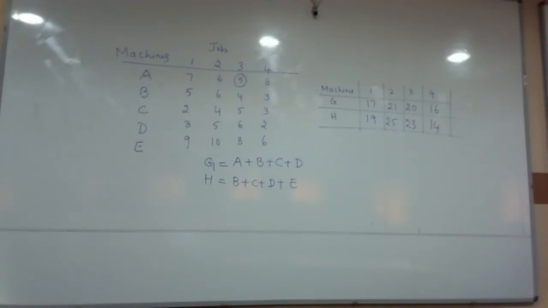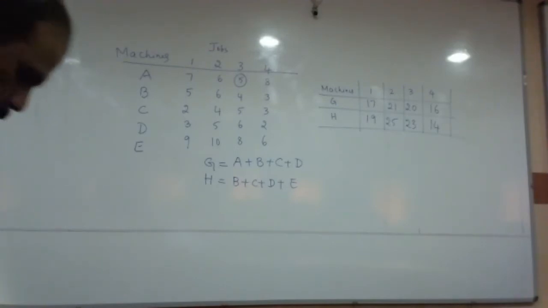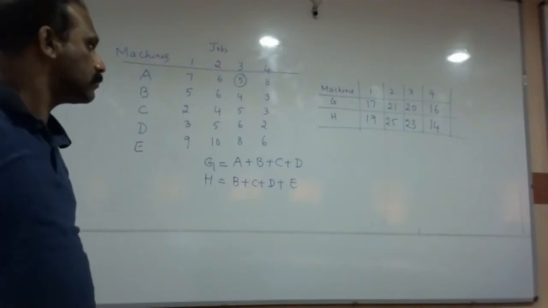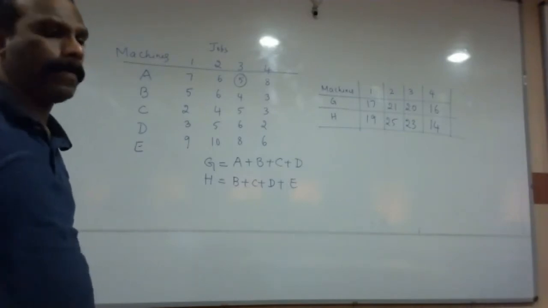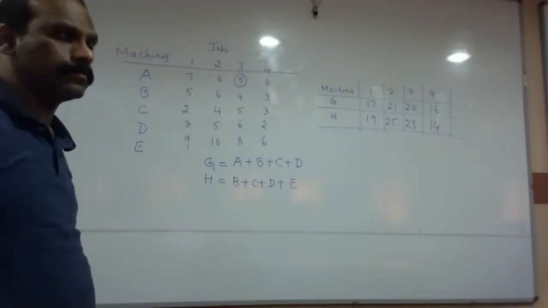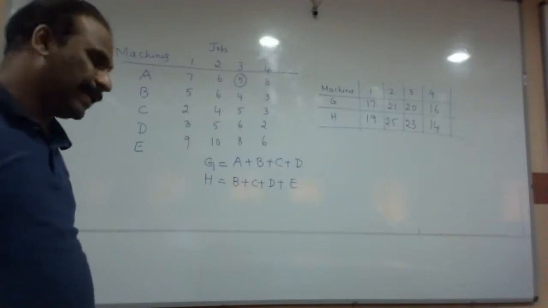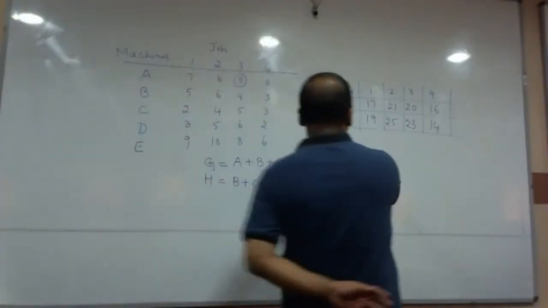We need to find out the lowest value among all the values. We need to check whether it is in G or H. If it is in G, we need to assign it from left to right. Or if it is in H, we need to assign that from right to left. Excellent.